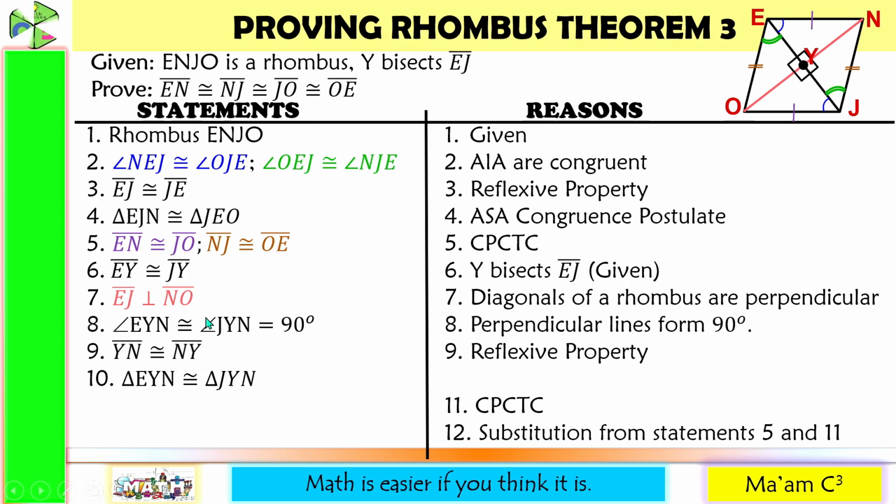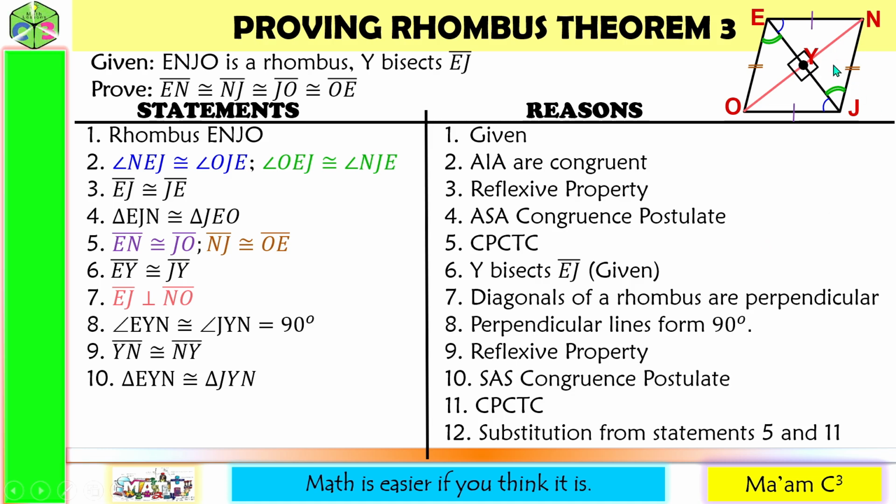And through what postulate we can say the triangle EYN is congruent with JYN? Let us examine. EY, this one is statement 6. And then angle EYN, this one is statement 8. And then line segment YN. So I have side, angle, side. In here, side, angle, side. So that is SAS congruence postulate.